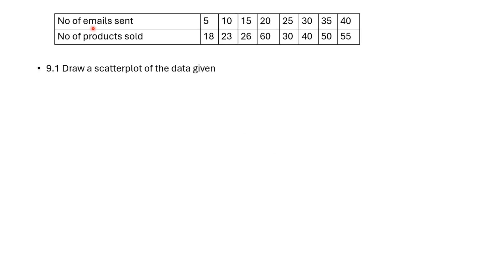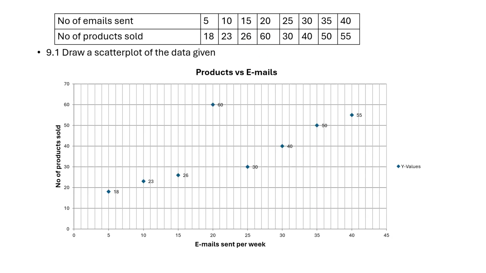Right, so we have number of emails, number of products sold, and they say draw a scatter plot of the data given. So normally the first row, or the top, would be on my x-axis and the second row would be on my y-axis. So there I have number of products sold and I have emails sent per week.